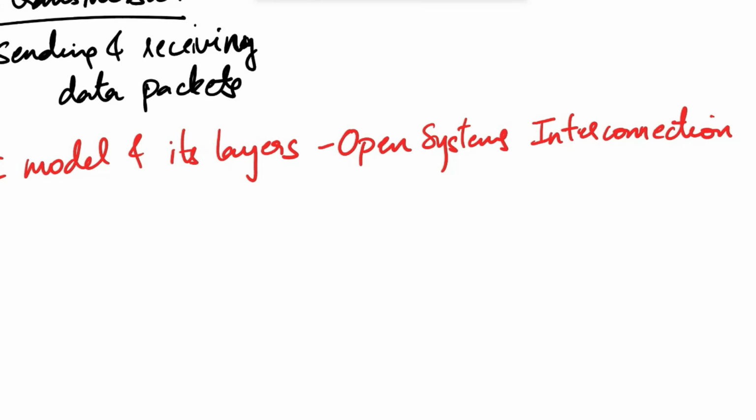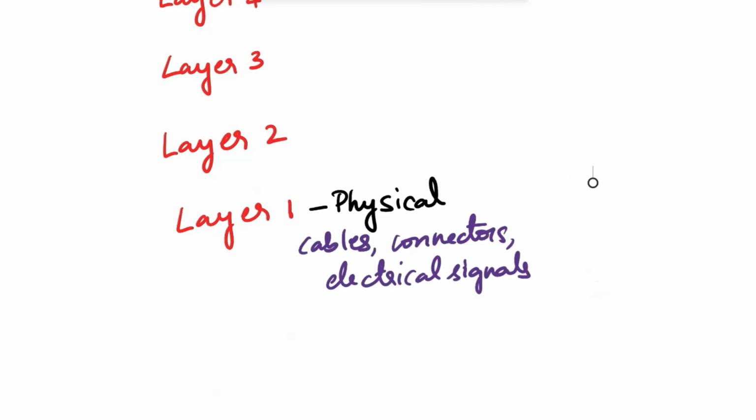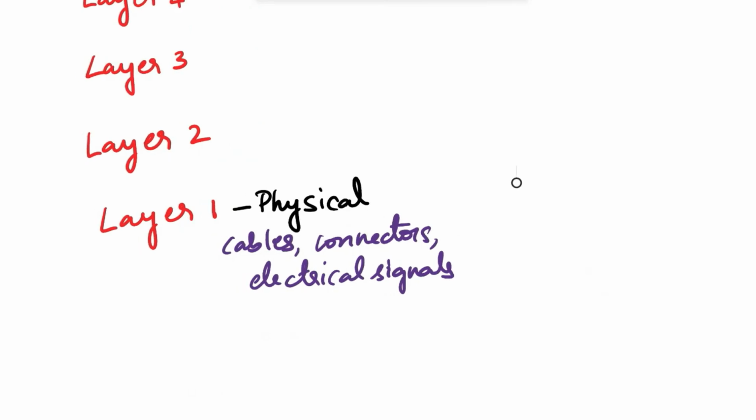Now let's see the 7 layers of OSI model. Layer 1 is at the bottom and layer 7 is the topmost layer. So we will start with layer 1, that is the bottom layer. It is the physical layer. This deals with the physical medium of communication such as cables, connectors, and electrical signals. It defines the physical characteristics of the transmission medium, including voltage level, signal timing, and data encoding methods. Devices in this layer include network cables and other physical infrastructure components.